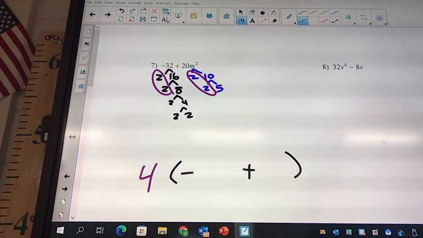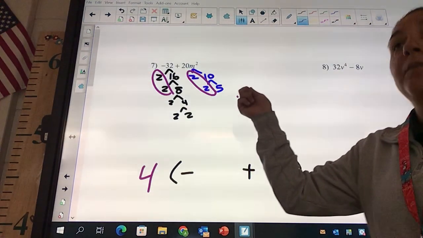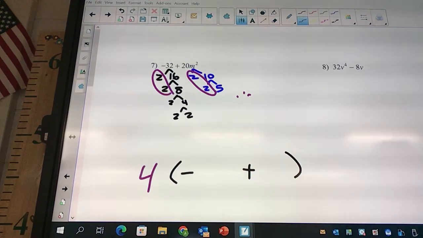Okay, now, do all of you guys need to do this? No, especially when they're like a 6 and a 9. You should be able to look at that and see. But some of you guys know your multiplication facts better than others. That's not me downing anybody.